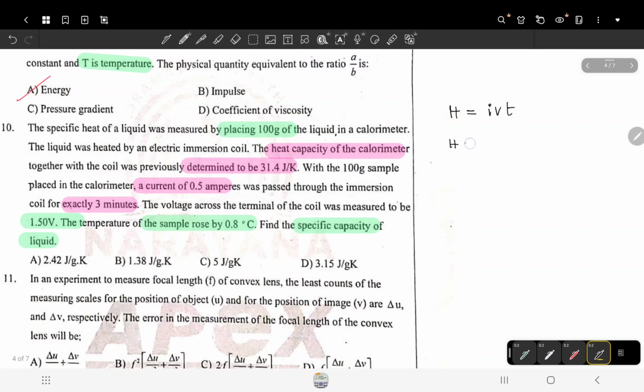Therefore we can write H is equal to I, which is given as 0.5, and voltage, how much, 1.50, and time is given as 3 minutes, so that is 3 into 60. So if you do this you will get some value, right? So 0.5 into 1.50 into 3 into 60, how much will that be? 0.5, 1.5, 3 into 60.